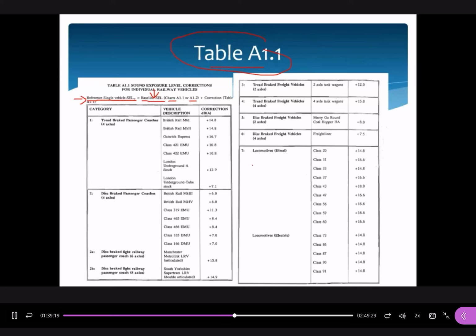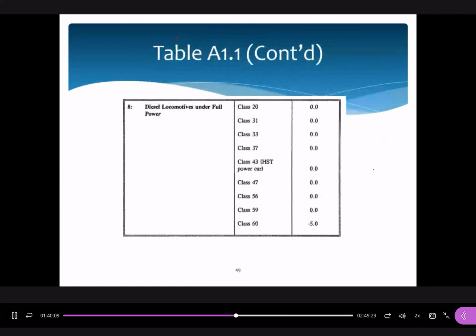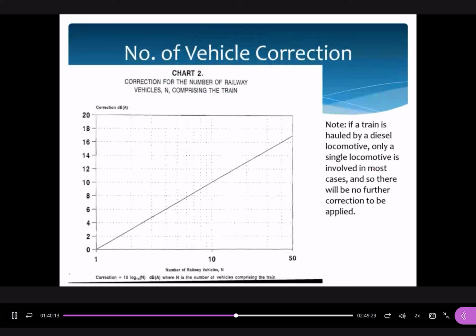I extracted this table from the documents. Some of these vehicle descriptions are not up to date, but it doesn't matter because I just want you to understand the working principle. Let's say this is a British Rail MK2 type, the correction factor is 14.8. So you select this correction factor and put it here. You can find out the reference single vehicle level. Any problem? If this is a locomotive type, let's say class 33, the correction factor is 13.8. It depends on the types of vehicles. There are a total of 8 categories.